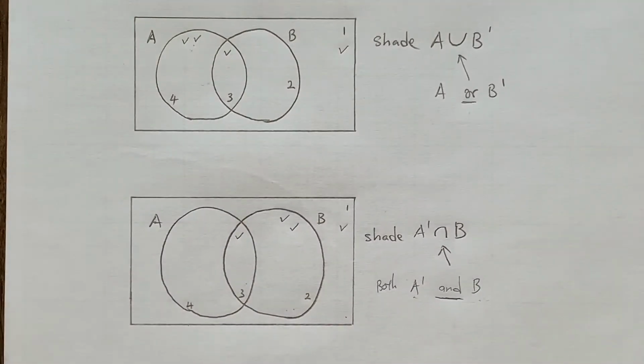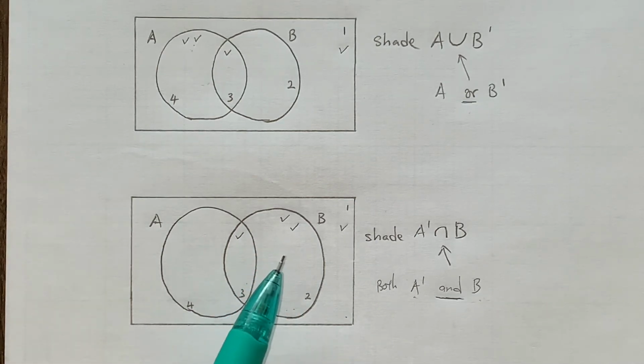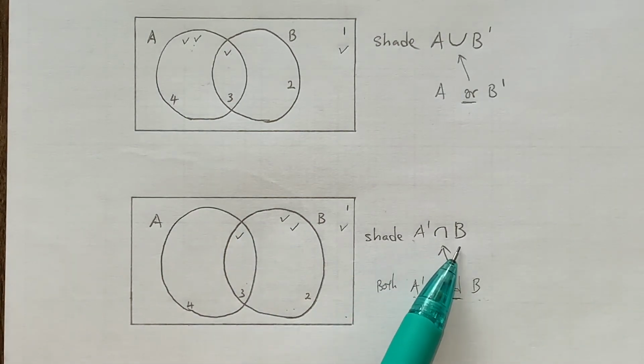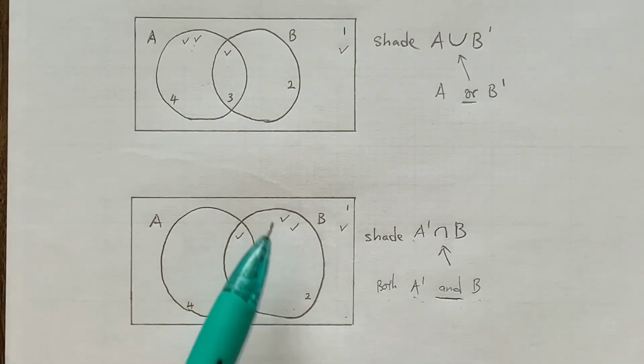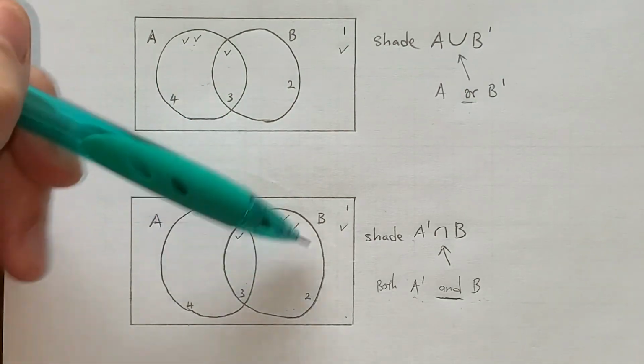Now the only difference now is instead of shading the areas with any tick, I can only shade number 2, because only region 2, this one, has 2 ticks. So the significance of 2 ticks is you belong to this and you also belong to this, because the condition is both A prime and B. So this is the only region that got ticked twice. So this is the answer.